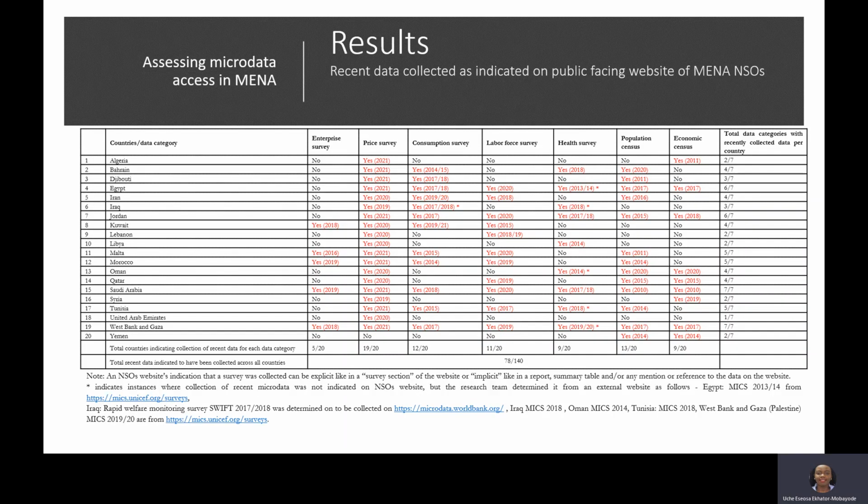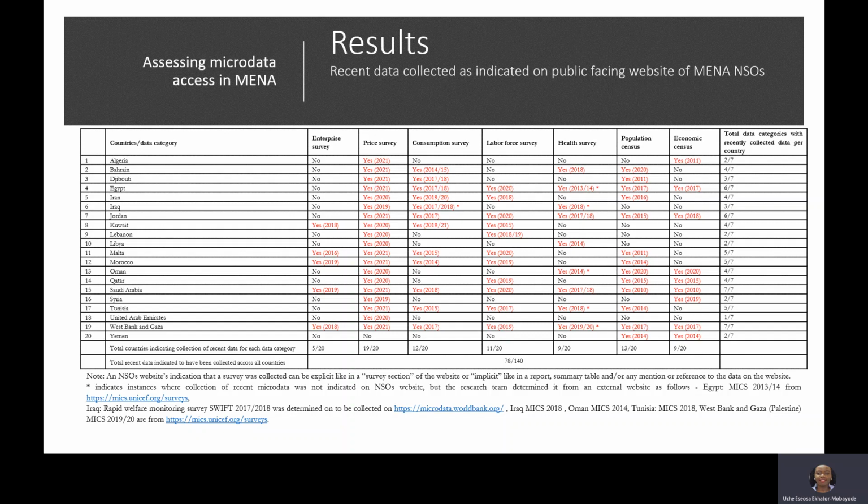So what do the results show us? Remember I said that, first of all, we visit the website and look at whether the data was collected at all. So here is a summary of the results. Across the 20 countries, we were looking for 7 data categories. So essentially, what we were hoping to see was 140 data sets. Of those potential 140 data sets that could have been collected, only 78 of them were collected.